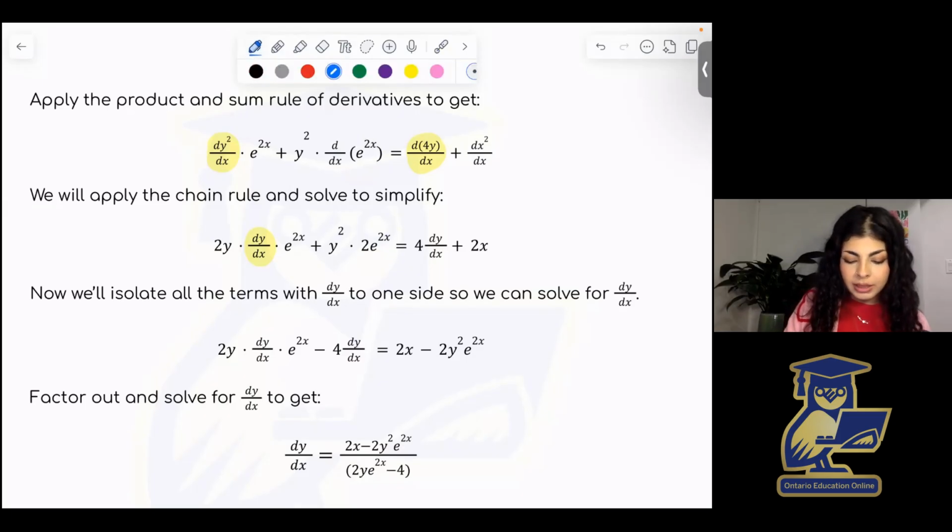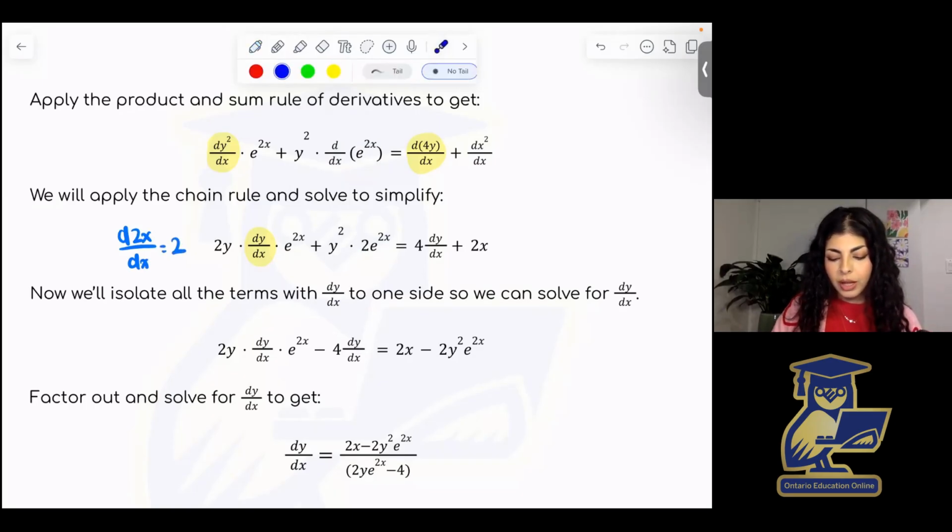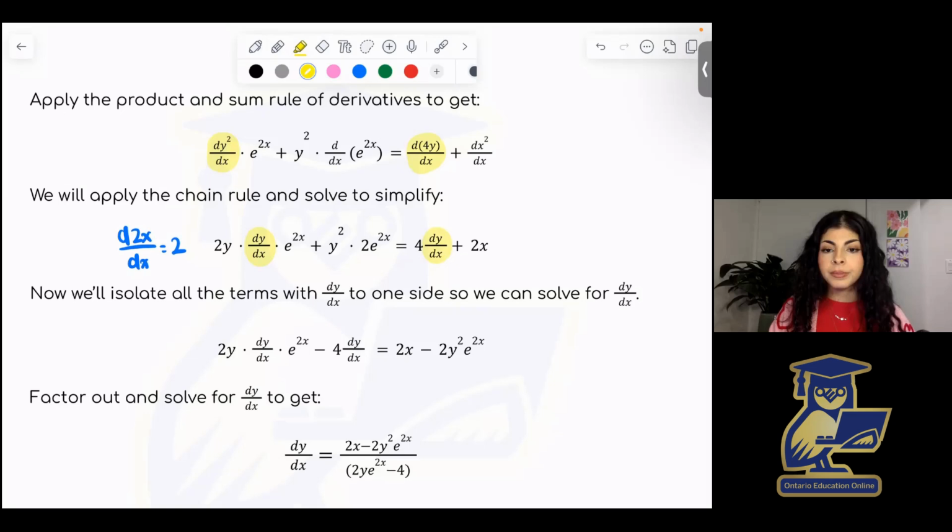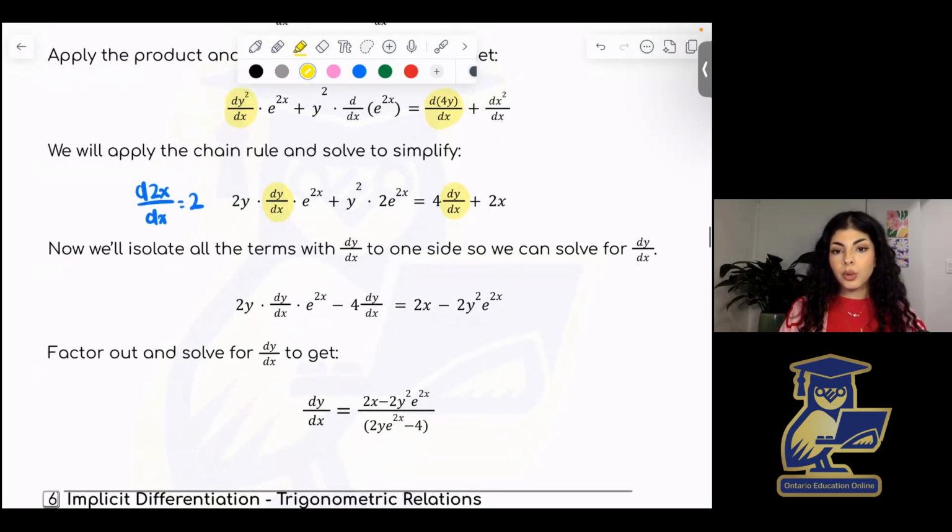So d of 2x by d of x is just 2. So that's why we have that 2 there as well. And then for this part, this is the constant multiple rule. So I just take factor 4 out, and then I'm left with dy by dx, which is, again, the term we're looking for.